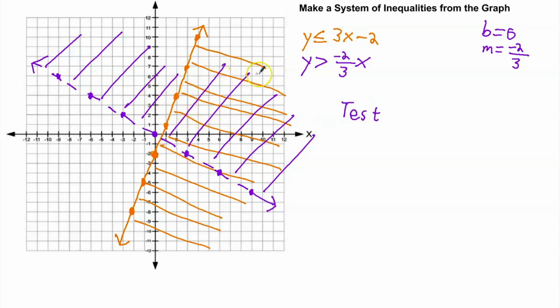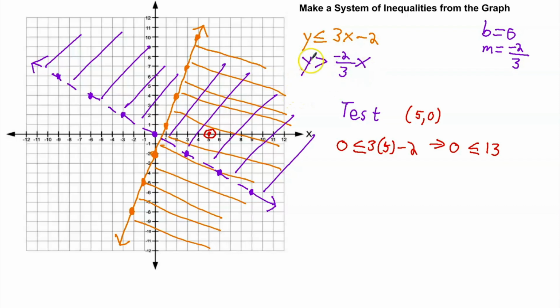Now you could test to make sure we're right with this. Let's pick a test point from the region where both shaded areas overlap. A really easy point would be somewhere like right here at 5, 0. That'd be a nice one to plug in. It's definitely in the region. So I'll plug 5, 0 into both of these inequalities. Into the first one, I'll put 0 in for y. So 0 is less than or equal to 3 times 5 minus 2. Is that true? Yeah. 3 times 5 is 15, minus 2 is 13. So 0 is less than or equal to 13. Yep, that's true. So we're good as far as the orange inequality goes.